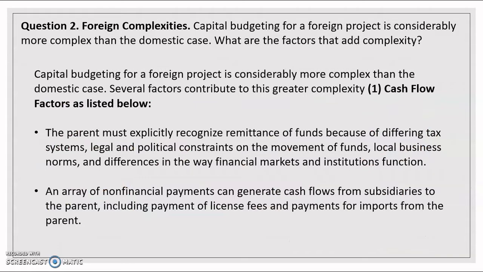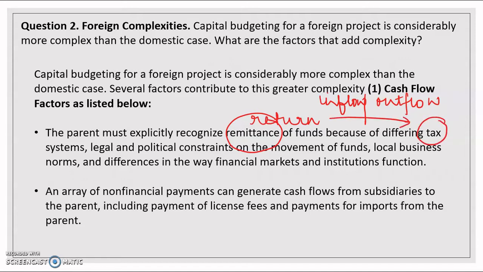The fourth point is in terms of remittance or returns. It's very important to distinguish the inflows and the outflows. How much of the profit that the project generates is going to be returned back? What is the impact of tax on this return, right? Are there any legal or political constraints in terms of movement of funds? This again brings us back to the blocked fund situation, right? All of these things have to be taken into account.